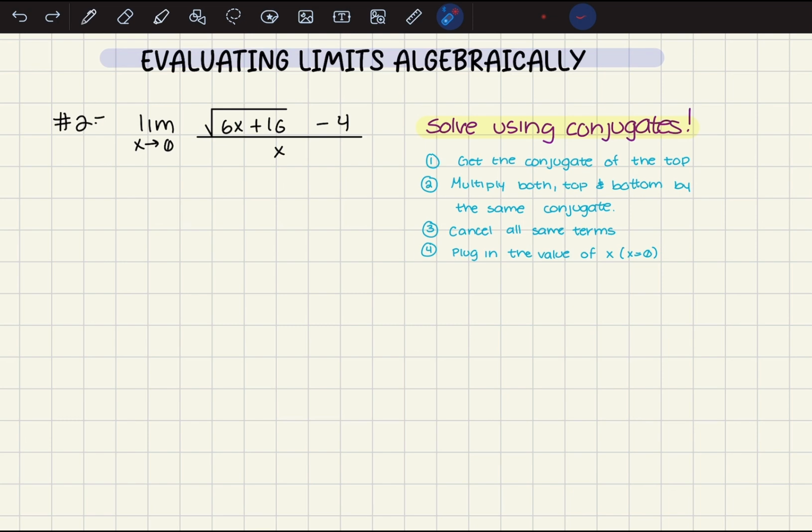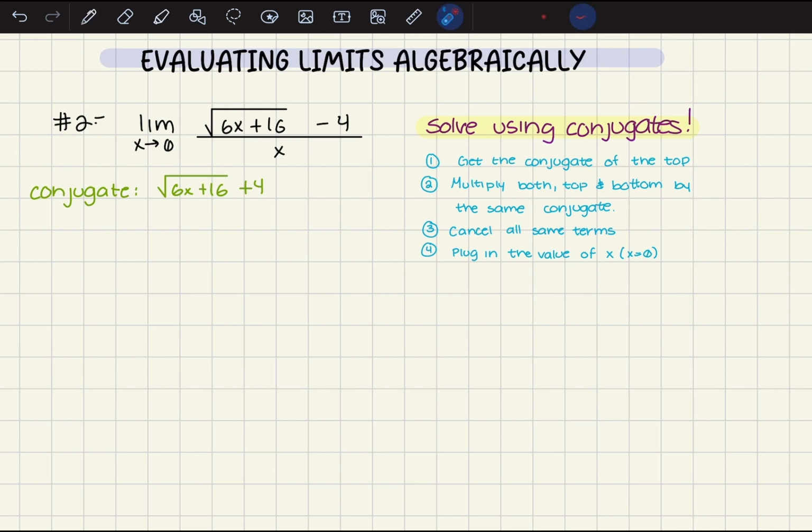Now we're going to continue evaluating limits algebraically. For this example, we're going to solve by using conjugates. First of all, we're going to get the conjugate of the top, square root of 6x plus 16 minus 4. Its conjugate, I'm going to write this in green, is square root of 6x plus 16, plus 4. So now we have the conjugate.